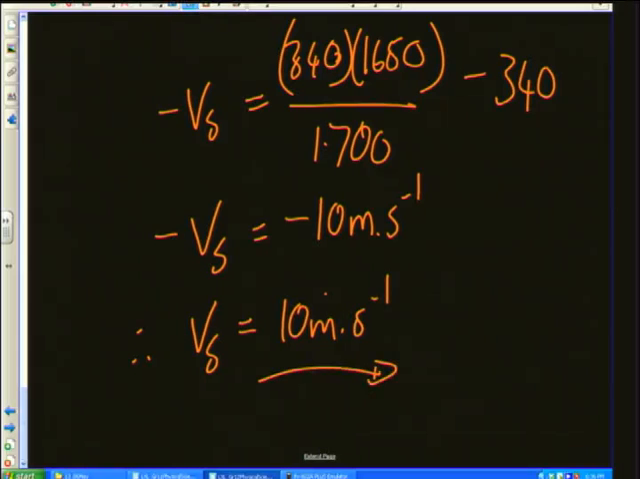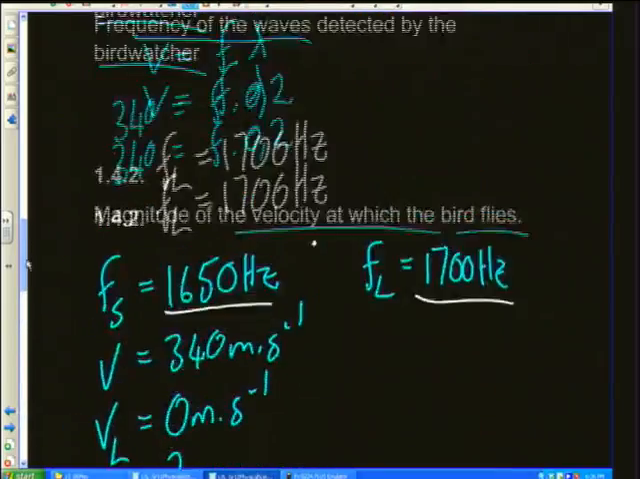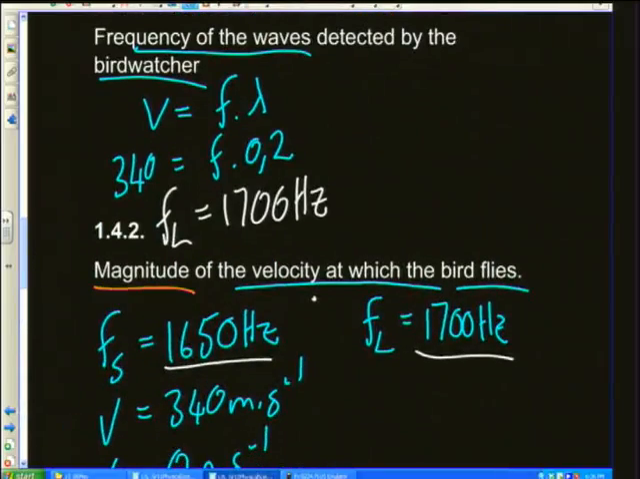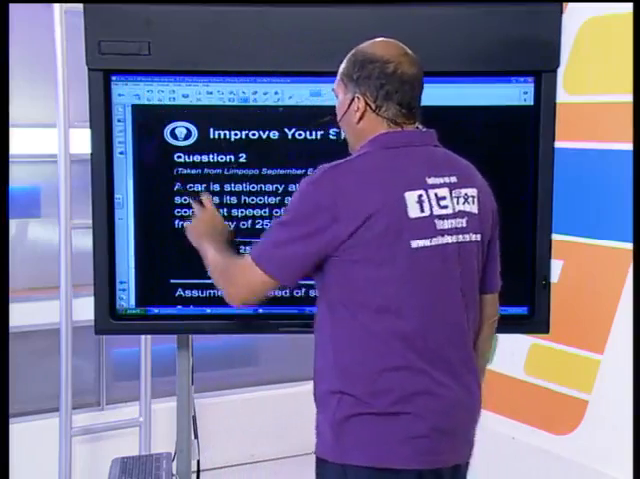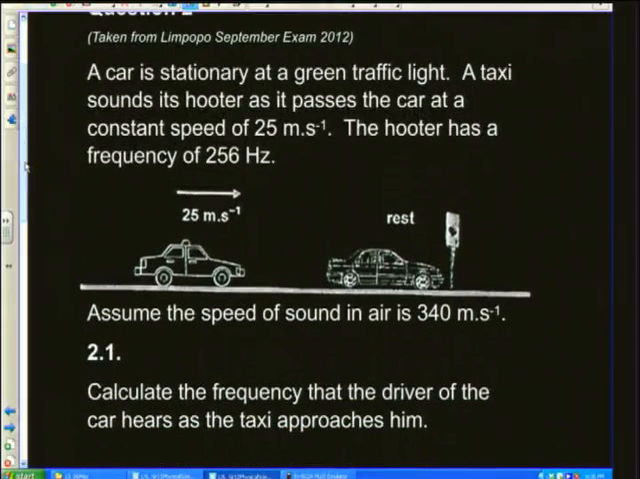We don't need to give direction because the question asked us for the magnitude of the velocity. So the answer of 10 meters per second is quite adequate here. Okay, let's see if we can do one more question. Although these questions sometimes take a little time, I hope you can see the pattern. I'm going to try and point out the tricks and the things for you to look at.